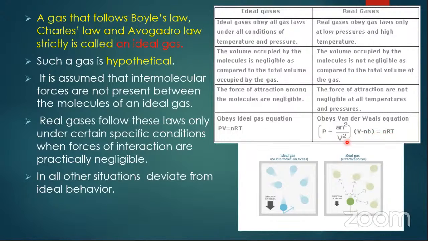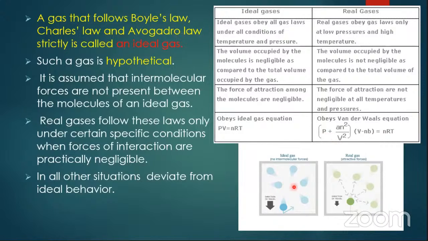Is there any resemblance, students, in these two? Yes. There is P and there is V, but something is added to P here and something is substituted in V, and the same nRT. So these are nothing but corrections, a pressure correction and a volume correction. Some corrections are taken and included in the equation, which comes under the van der Waals equation.